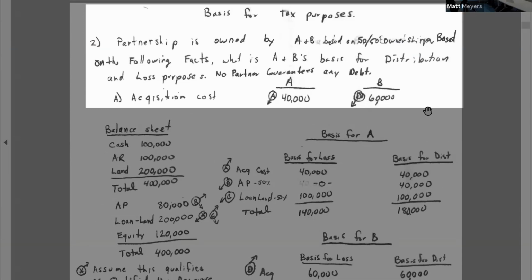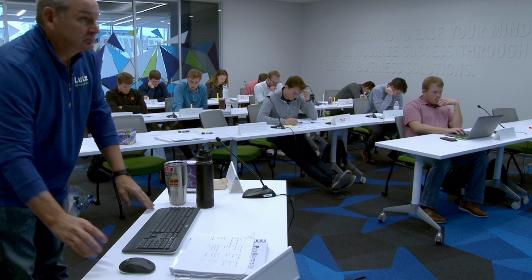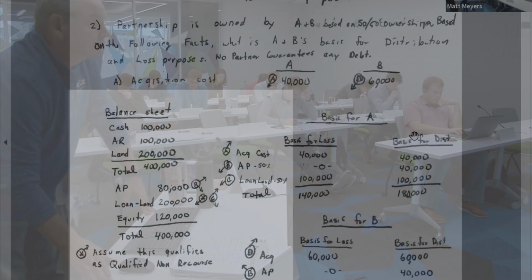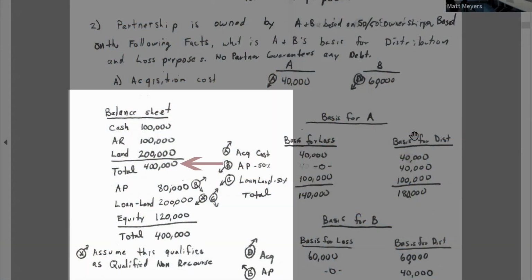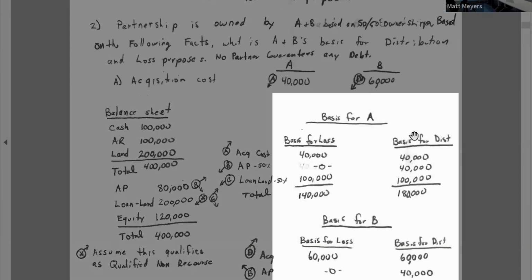Tell me what's on the balance sheet. Balance sheet, there is 100,000 in cash, 100,000 in AR, 200,000 in land for a total of 400,000. Accounts payable is 80,000, loan on the land is 200,000, equity is 120,000. Okay, and what's the little X at the bottom? Assuming that this qualifies as qualified non-recourse. Okay, and then we have a section for basis for A and basis for B, and then 2 columns under each of them, which is basis for loss purposes and basis for distribution purposes.